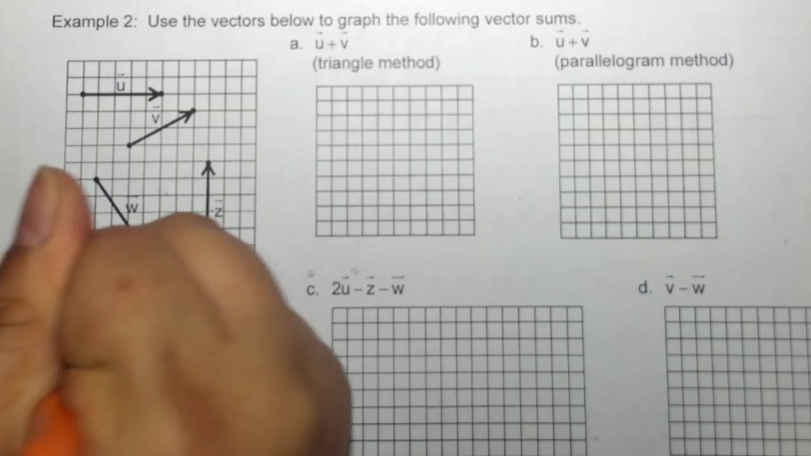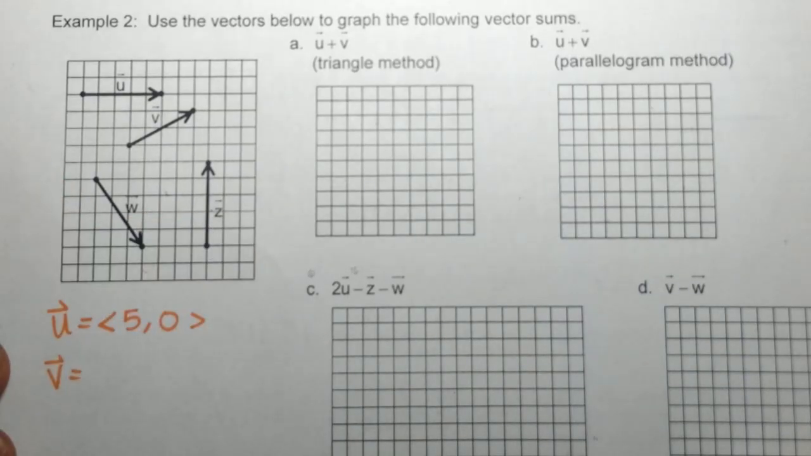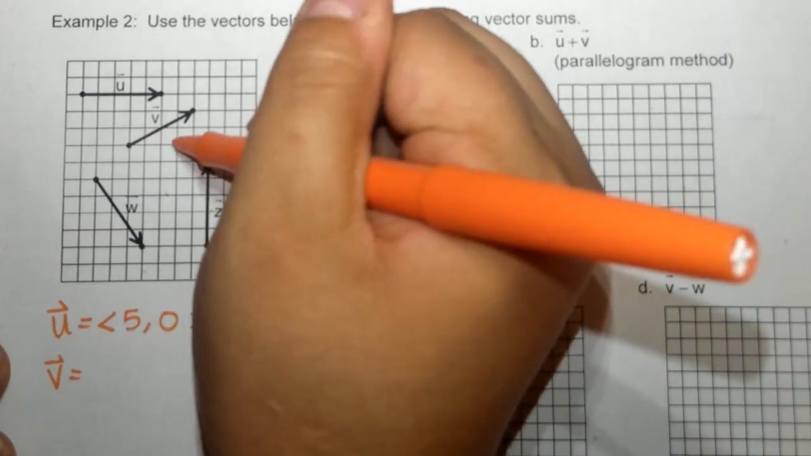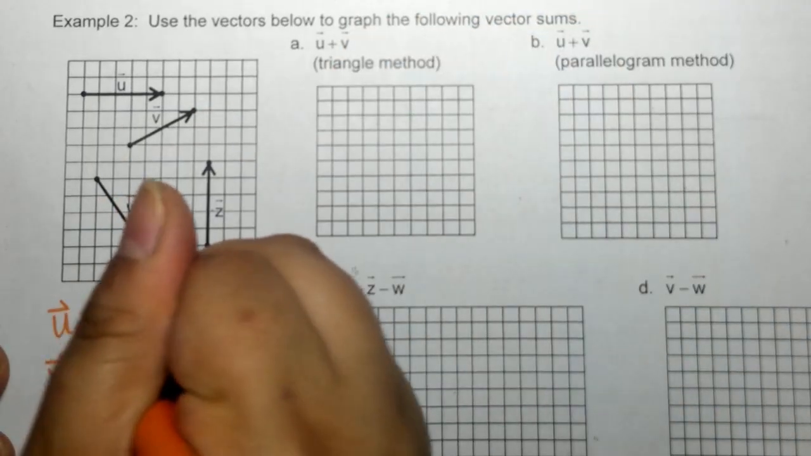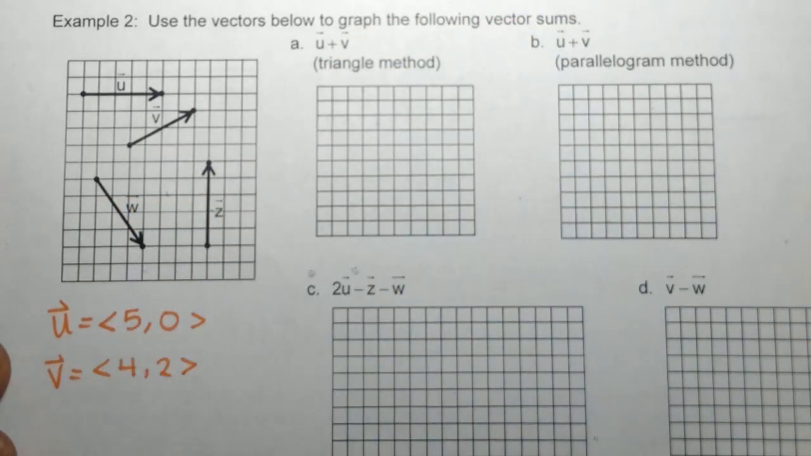Vector v, how would I represent vector v from its initial point to its terminal point? 4, 2. Do not put parentheses. If you put parentheses, I'm counting it wrong.